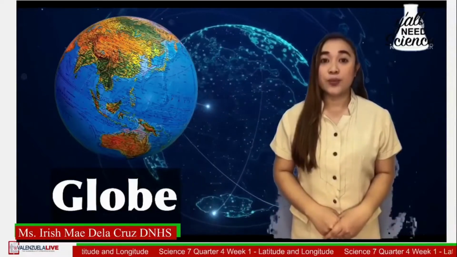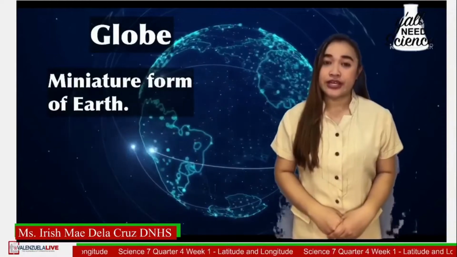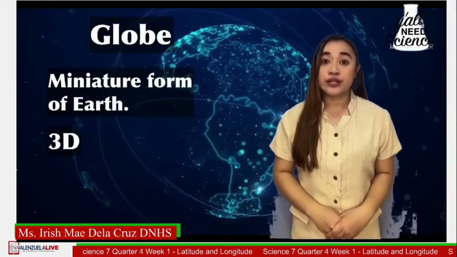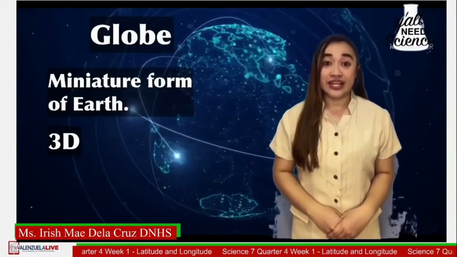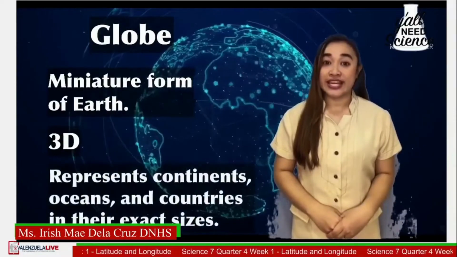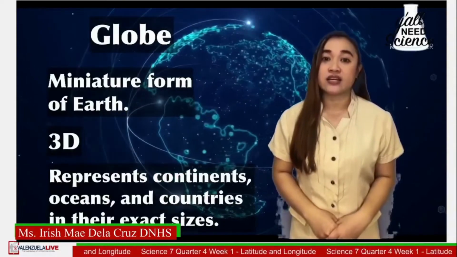What is a globe? A globe is a spherical-shaped miniature form of Earth. It provides a three-dimensional view of the whole world by depicting distances, directions, areas, etc. It represents continents, oceans, and countries in their exact sizes.